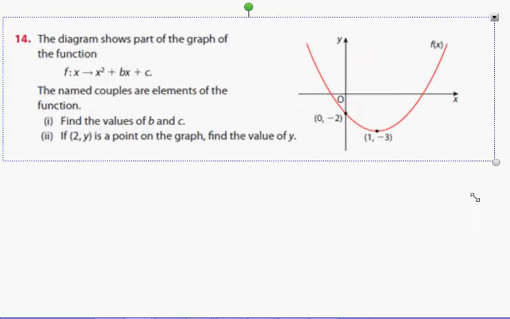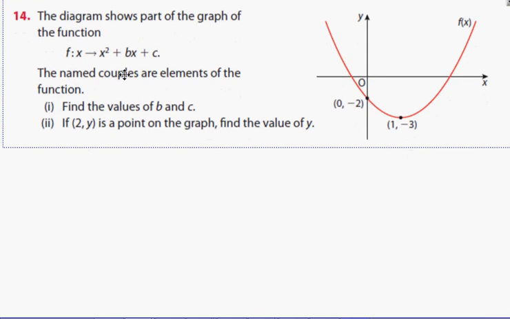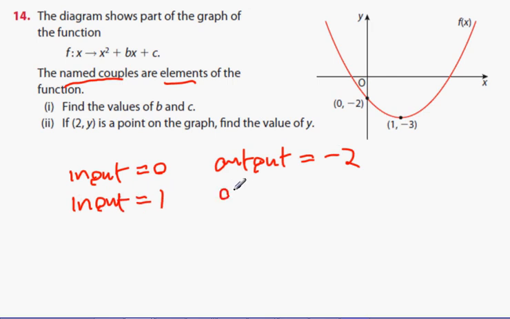The diagram shows part of the graph of the function x squared plus bx plus c. The named couples are elements of the function. Find the values of b and c. What does it mean, couples of the function? If your input is 0, your output is, anybody? If the input is 0, what's the output? And the second one, if the input is 1, the output is minus 3. That's basically what it's asking you. Find the values of b and c.